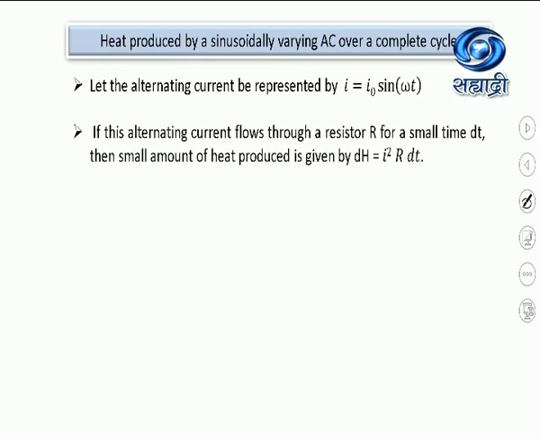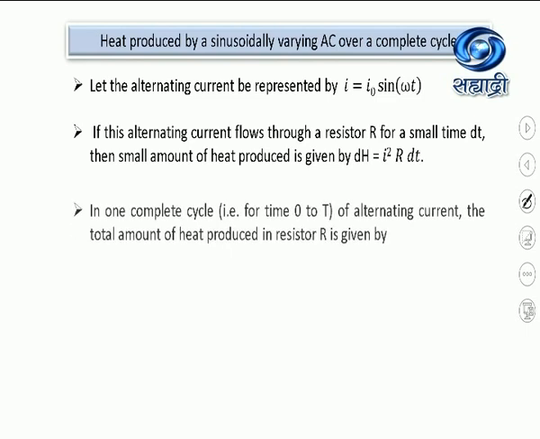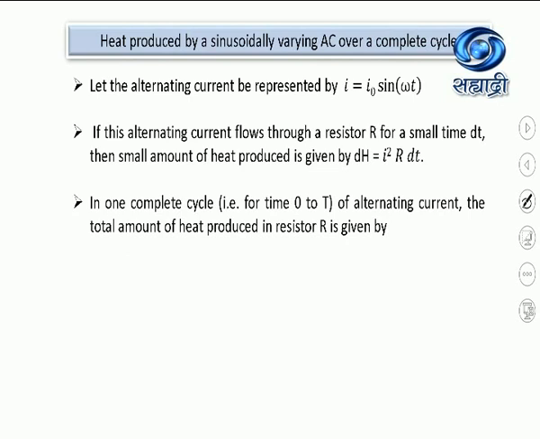If this alternating current flows through a resistor R for a small time dt, then the small amount of heat produced is given by dH is equal to I square R into dt. In one complete cycle, one cycle means time varies from 0 to capital T, of alternating current, the total amount of heat produced in the resistor R is given by the formula H is integration of dH.